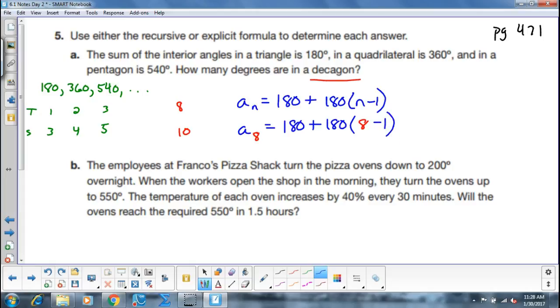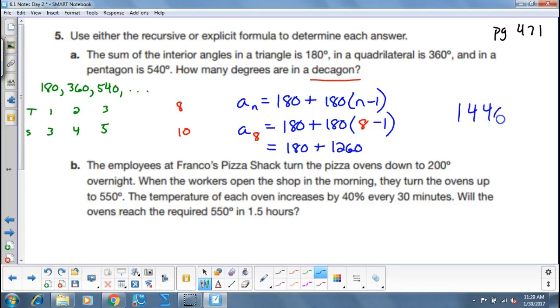Eight minus 1 is 7. 7 times 180 is 1,260 plus 180 is 1,440 degrees.